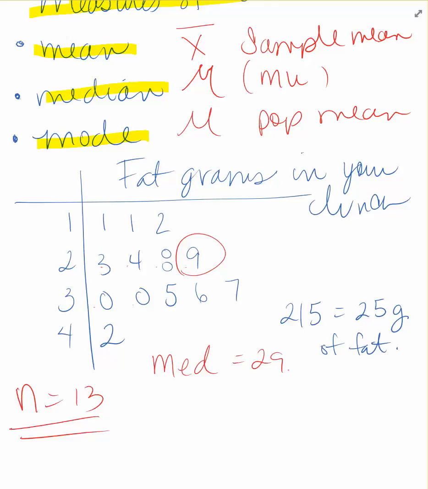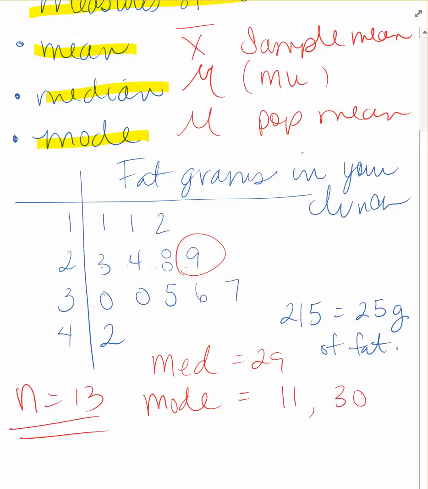The mean, we can add all those values up and divide by 13. And then the mode is the one that you see the most. So you actually have two modes in this problem. You have 11 and you have 30 because they both happen twice.